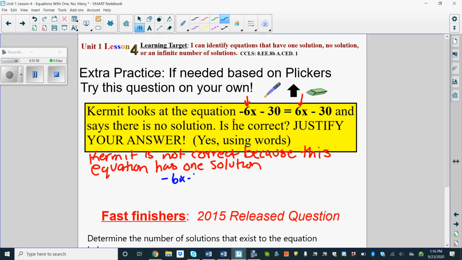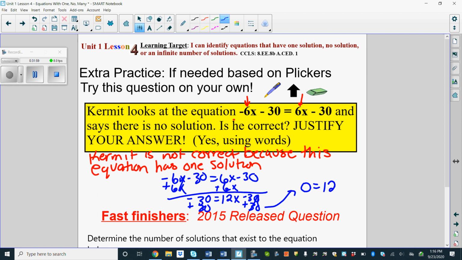Negative 6x minus 30 equals 6x minus 30. And this is your explanation as well. You're going to add 6x on both sides. And you're left with negative 30 equals 12x minus 30. You add 30 to both sides. Okay, here you're left with 0 equals 12x.